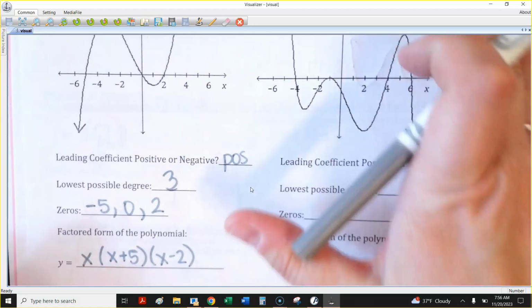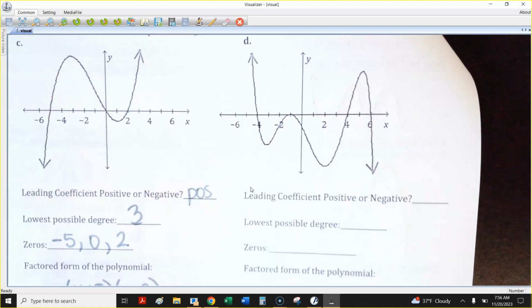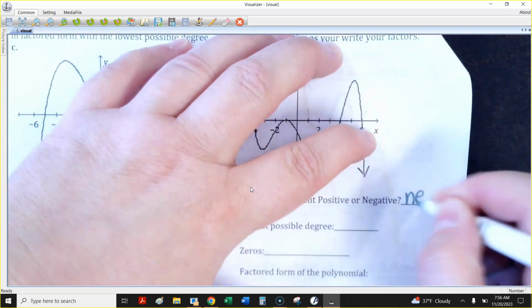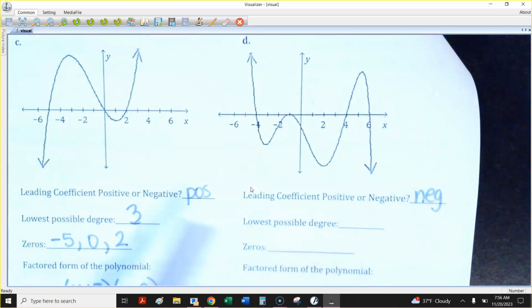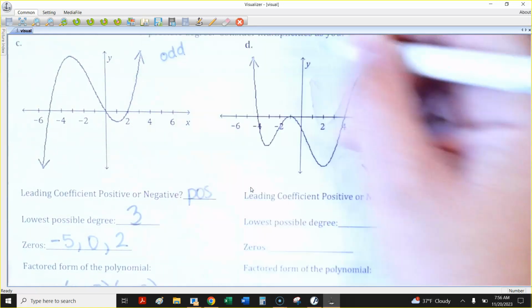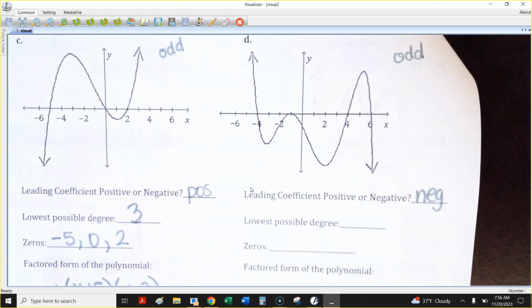All right, now this last one, what do we think? Is the leading coefficient positive or negative? Negative. Whatever it's doing on the far right, this is pointed down. This is negative. Now these guys both here on the back, these are both odd. The two we did on the front are both even. Odd, the end behavior is going to point opposite directions. Even, they're both going to point the same direction. Probably should have asked you that, but I didn't.